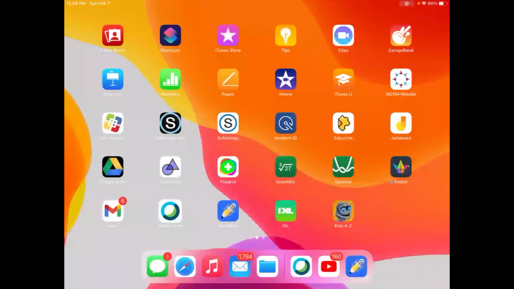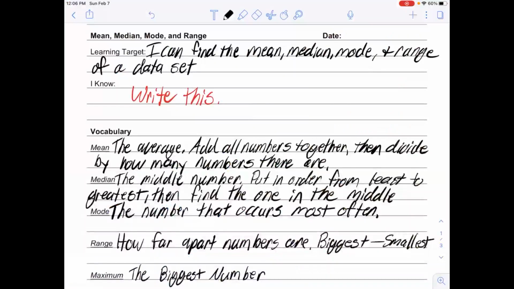For today's video, we are starting our new unit by talking about mean, median, mode, and range. So our learning target is I can find the mean, median, mode, and range of a data set. Please write down the date that you're watching this video.